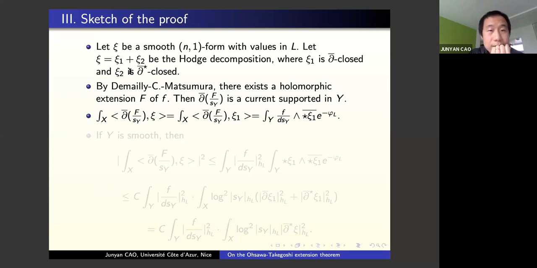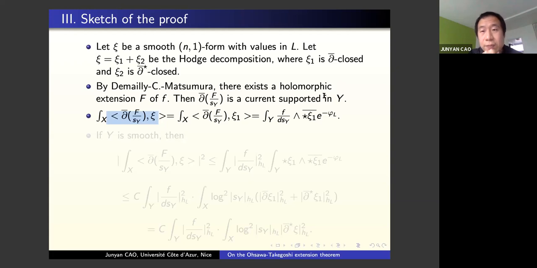Well, we have already explained that xi two is in fact d bar closed. So even in the case when the first part is a current, we can still prove that the product of this current with C2 is equal to zero. Therefore, this product is in fact equal to the product of this current with C1.